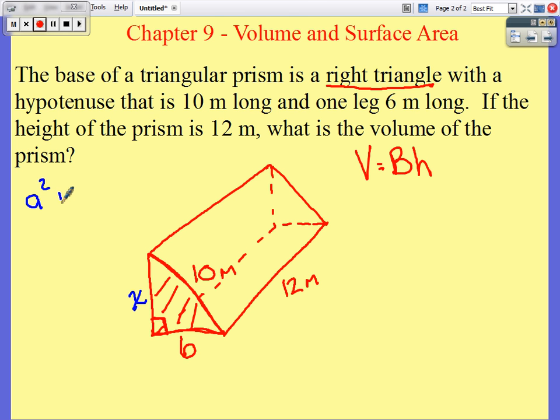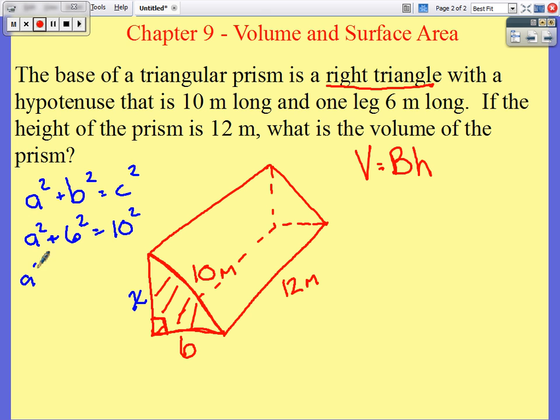A squared plus B squared equals C squared. And Mitch did a great job explaining this today in my 4th period class. I'm going to just use the x as a squared, so there's my a squared, plus I'll substitute in the 6 for the b squared because that's the other leg, so 6 squared is equal to the hypotenuse is c, so that is 10 squared.